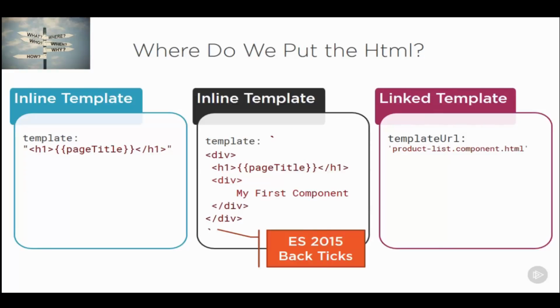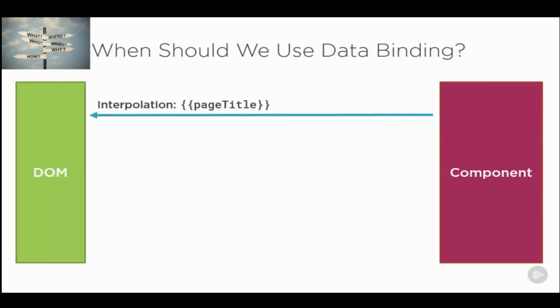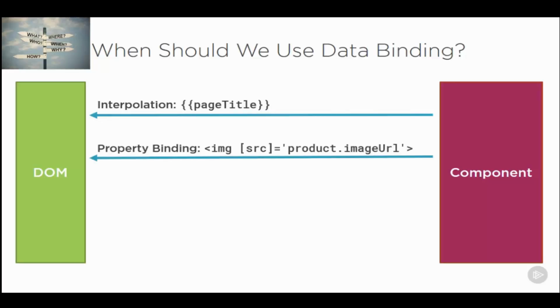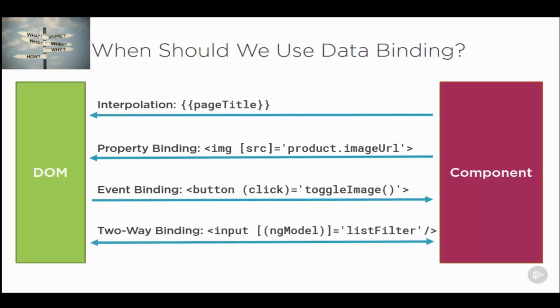Where do we put the HTML for our user interface? Either in the metadata using the template property, or in a separate HTML file using the template URL property in the metadata. When should we use binding? Anytime we want to display a component class property value in the view. When we want to control the DOM by setting a DOM element property in code. When we want to respond to user actions. And when we want to display a component class property and update the property when the user makes a change.